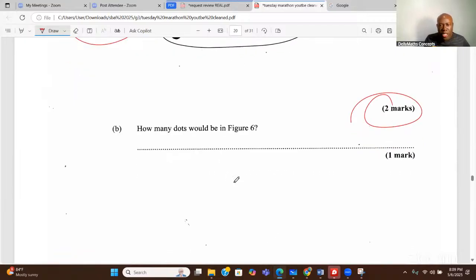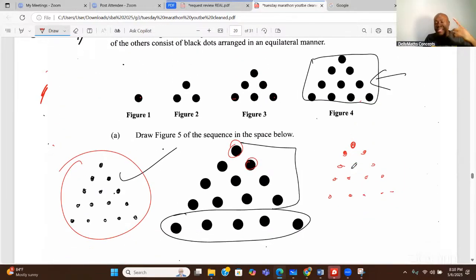Are we there? Now the question says, how many dots would be in the 6? Now we want to think. No, watch this. How many dots will be in the 6? That means you can count. Look, pattern 1, 3. How much is this? 6. Look what you got: 1, then this is 3, 6. But don't even look at it like that. Count these.